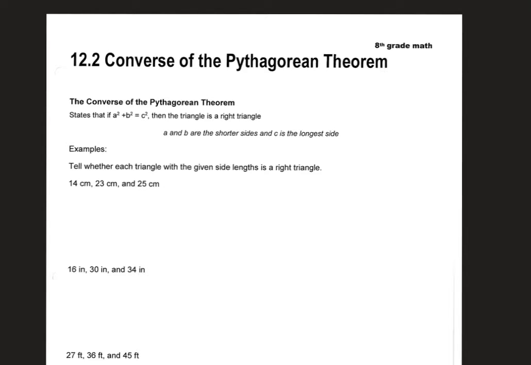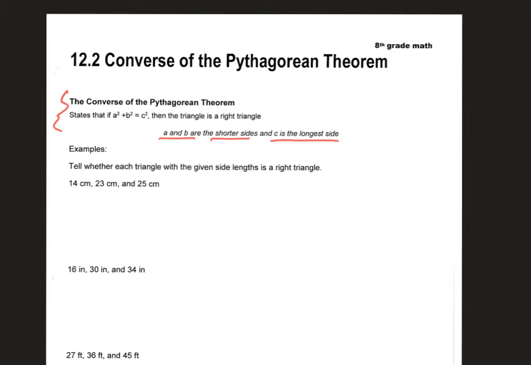Module 12, Lesson 2 is over the converse of the Pythagorean theorem. Okay, so here's the converse of the Pythagorean theorem. It states that if a squared plus b squared equals c squared, then the triangle is a right triangle. A and b must be the shorter sides and c is the longest side.